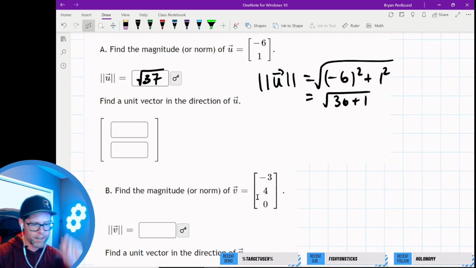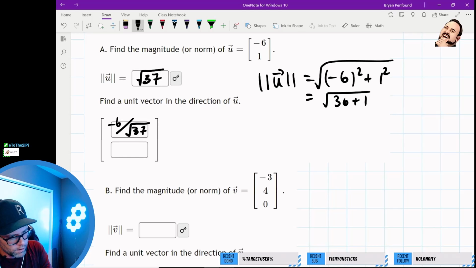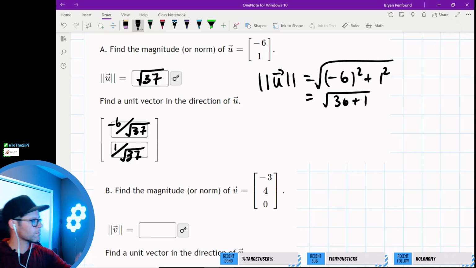Find a unit vector in the direction of u. Sure. If we take u and we divide by the magnitude, we should get a unit vector, right? So -6 over root 37, and then 1 over root 37 should do the trick.